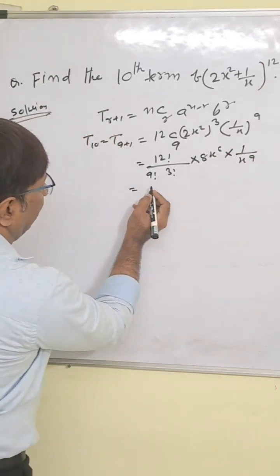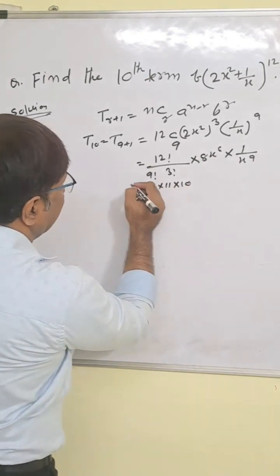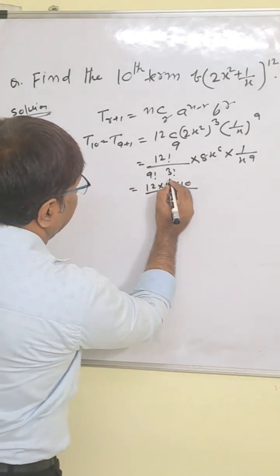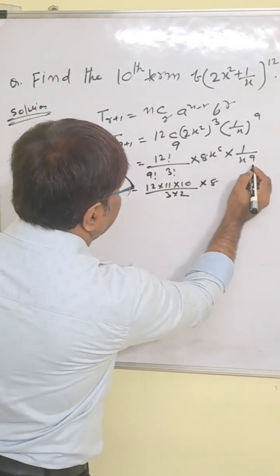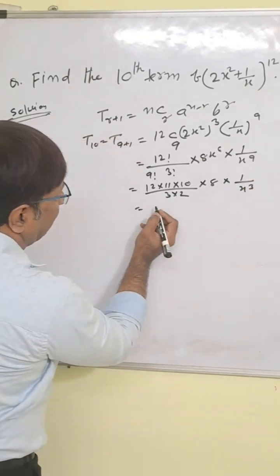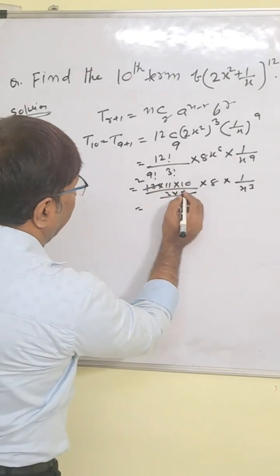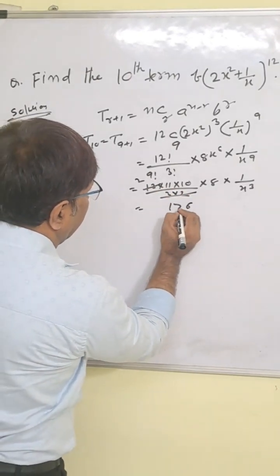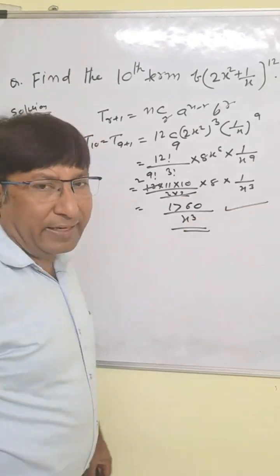So when we solve this number, 12 into 11 into 10, this 9 factorial will be cancelled out, over 3 into 2, and into 8. That is x^6 over x^9, so we'll get 1 upon x cube. So this is the number: 12 into 11 is 132, 132 into 10 over 6 is 220, and 220 into 8 is 1760. So 1760 upon x cube is our correct answer.